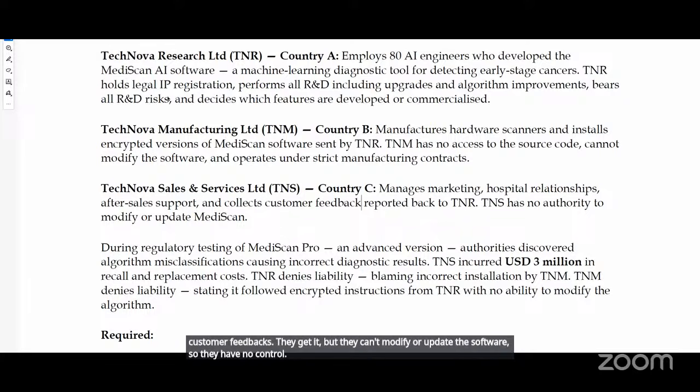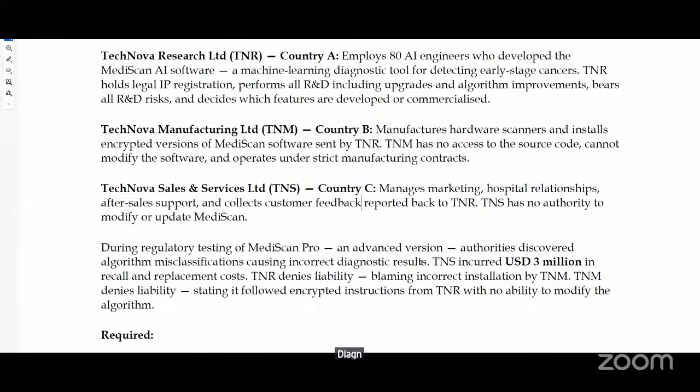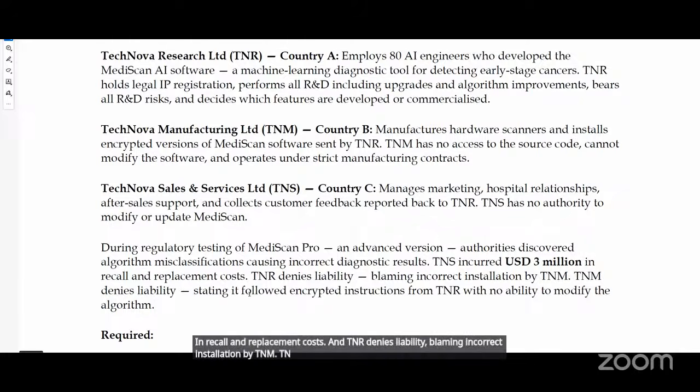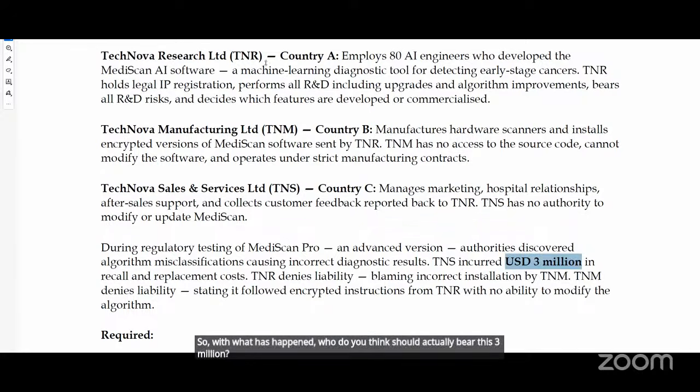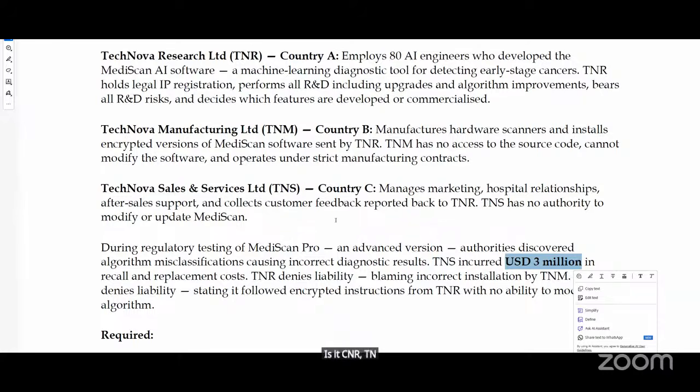Now, during regulatory testing of Mediscan Pro, an advanced version, authorities discovered algorithmic misclassifications causing incorrect diagnostic results. TNS incurred 3 million in recall and replacement costs, and TNR denies liability, blaming incorrect installation by TNM. TNM denies liability as well, stating it followed encrypted instructions from TNR with no ability to modify the algorithm. So, with what has happened, who do you think should actually bear this 3 million? Is it TNR, TNM, or TNS? TNR. Why?